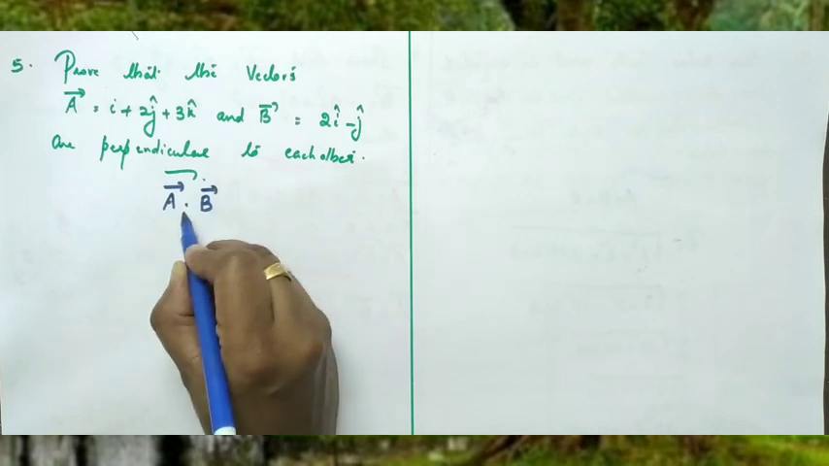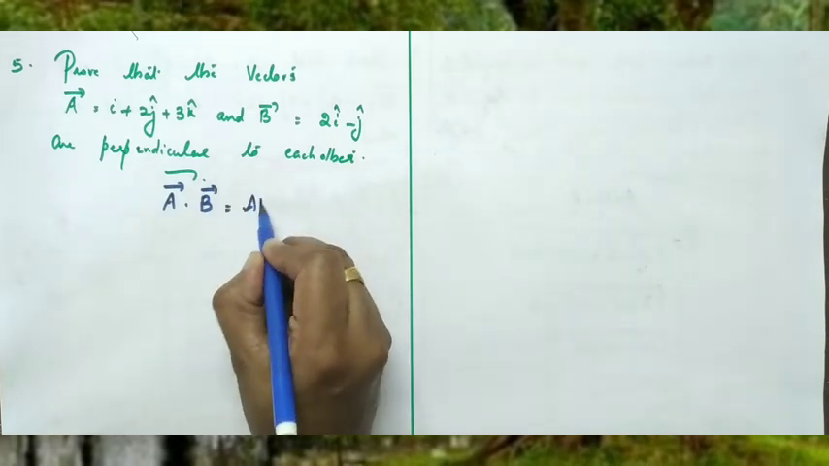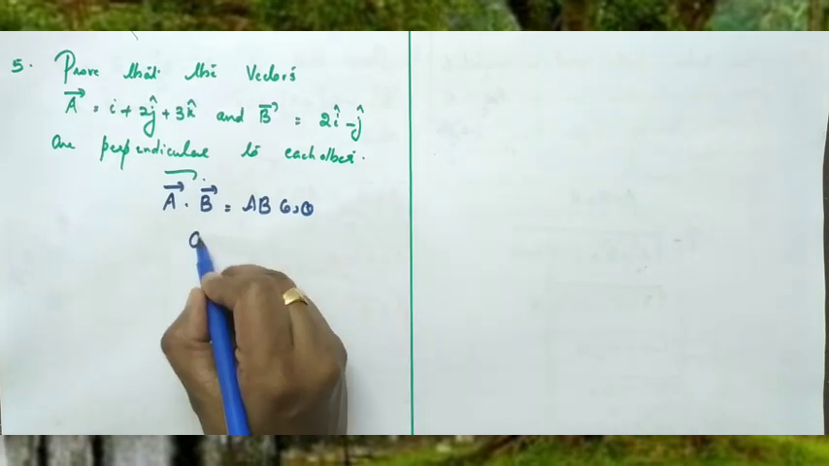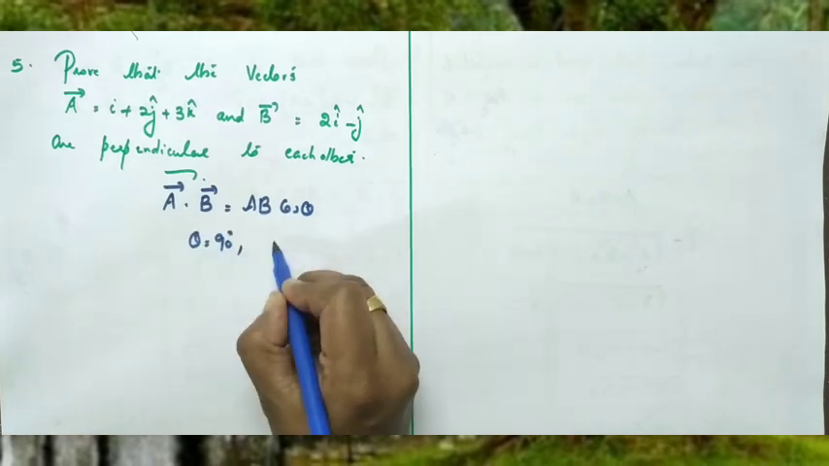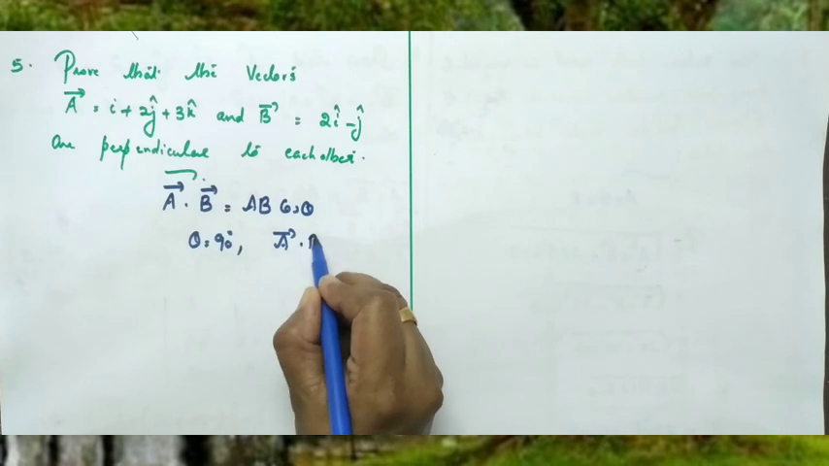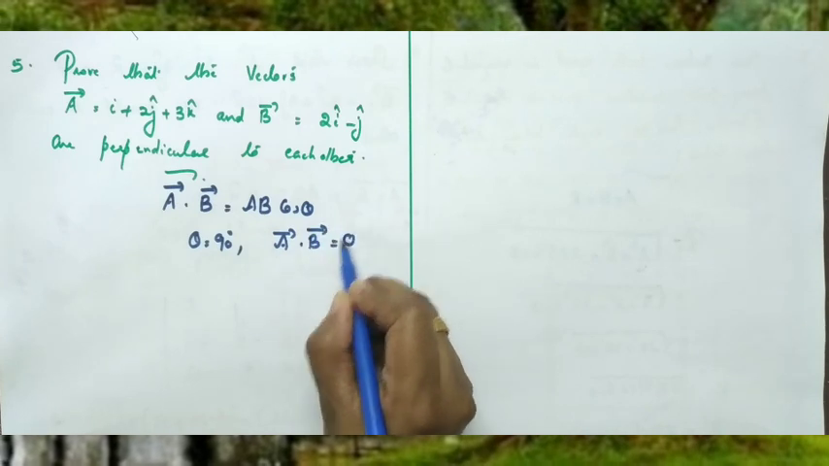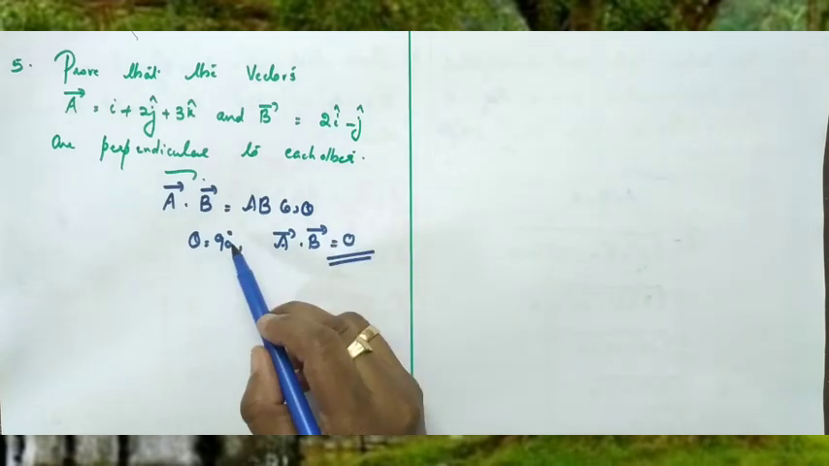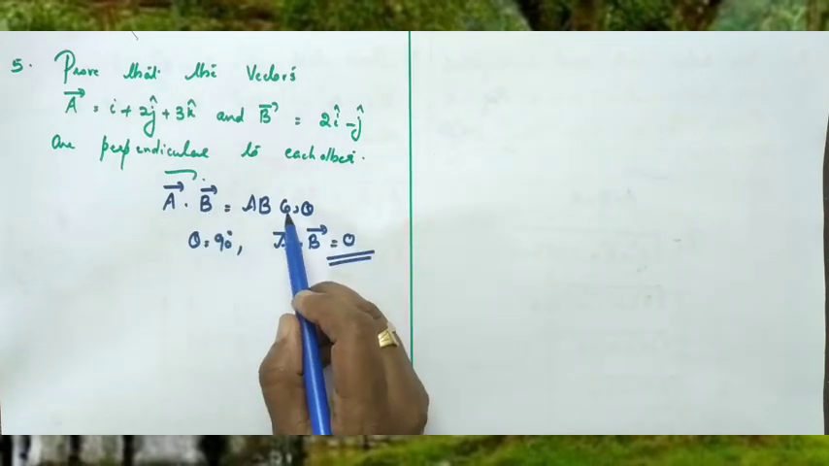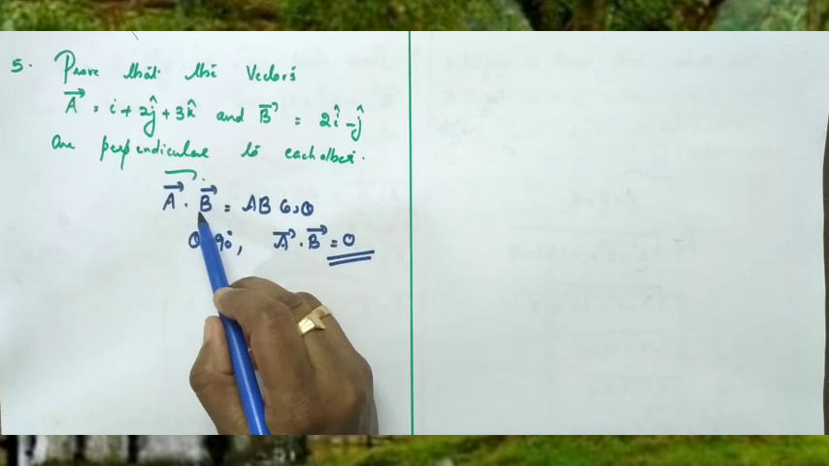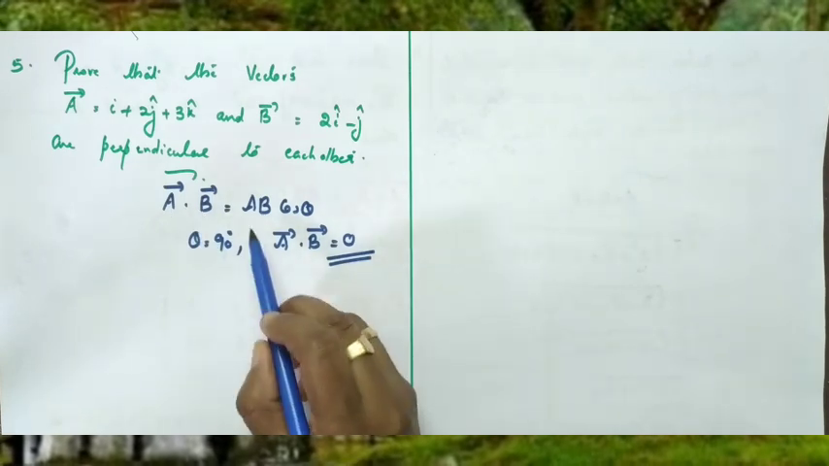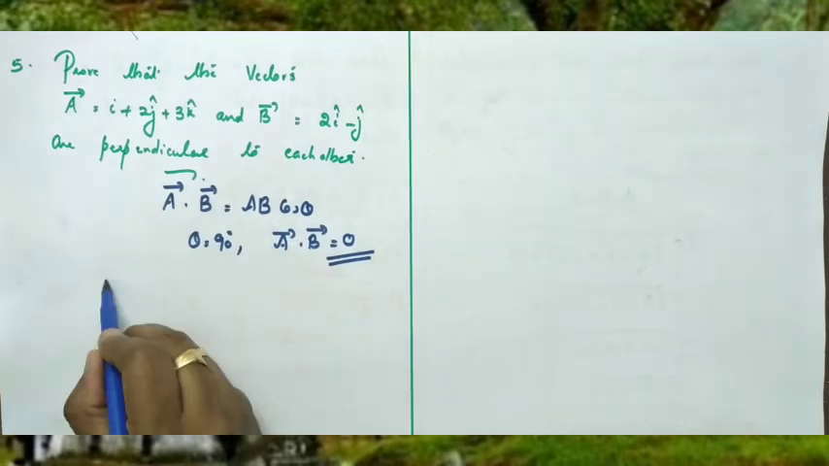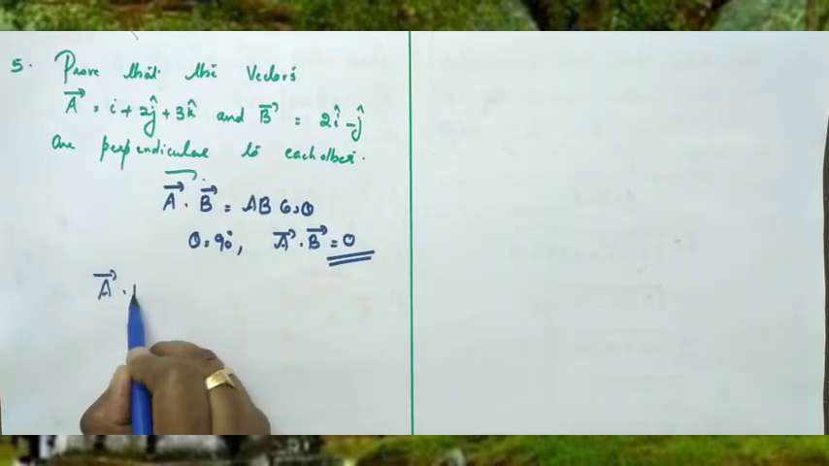Now we know that A dot B equal to AB cos theta, isn't it? If theta is equal to 90 degrees, so what is A dot B? A dot B is equal to 0. So in order to show that these two vectors are perpendicular to each other, we have to show A dot B equal to 0. Clear, children? If A dot B equal to 0, directly we can say that vector A and vector B are perpendicular to each other. So here we have to find vector A dot vector B.